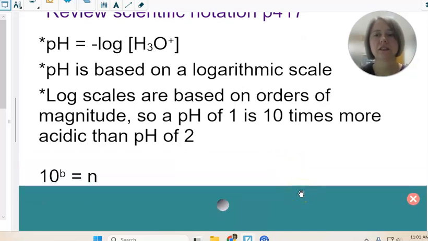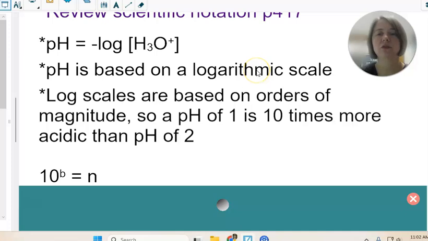So let's talk about how logs work. And then we'll talk about these brackets, which we know means concentration, which is molarity, and we know hydronium is another way of saying a hydrogen ion. It's acidic if it gives off a hydrogen ion, and those hydrogen ions glom onto the nearest water molecule and make H3O plus hydronium ions.